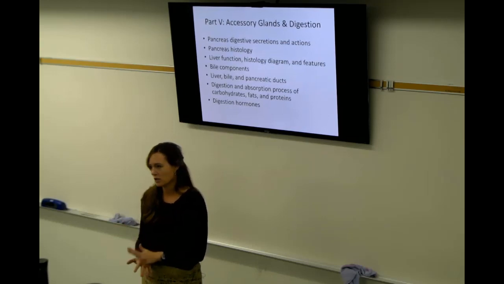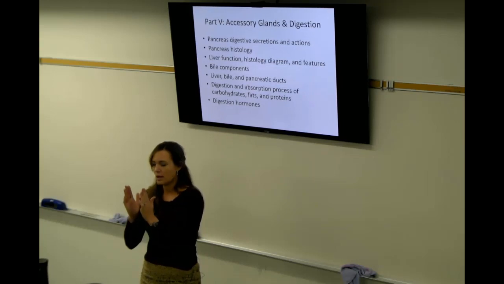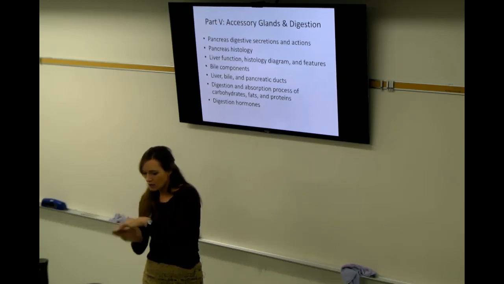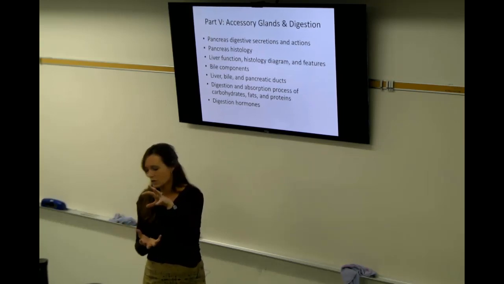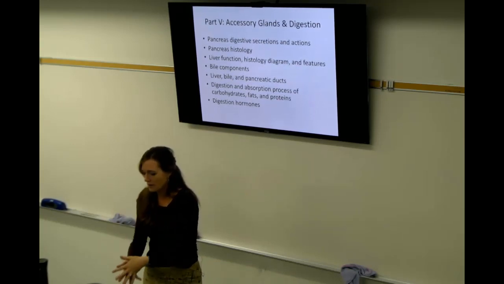The bile then leaves the liver as a whole via the common hepatic duct, and then goes into the cystic duct to be stored into the gallbladder. And then if it's going to leave and go to the small intestine, it goes down the common bile duct.